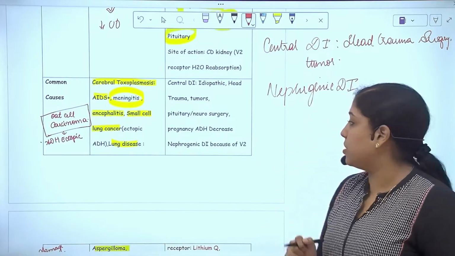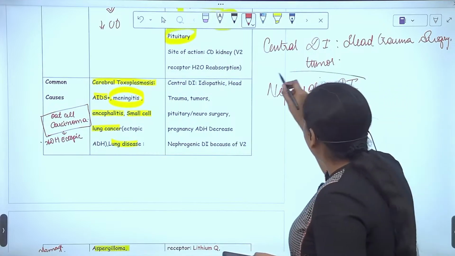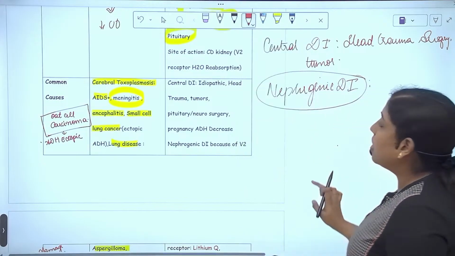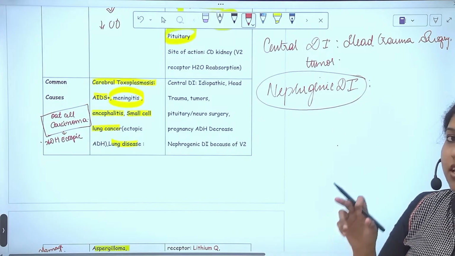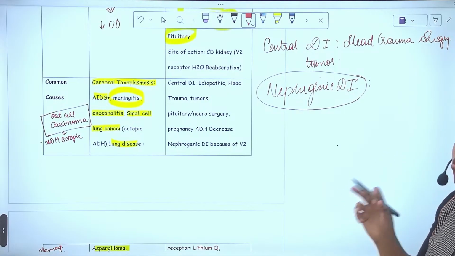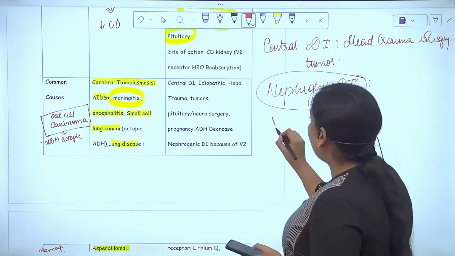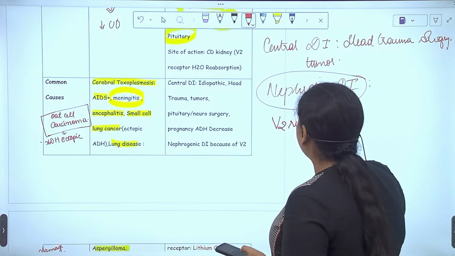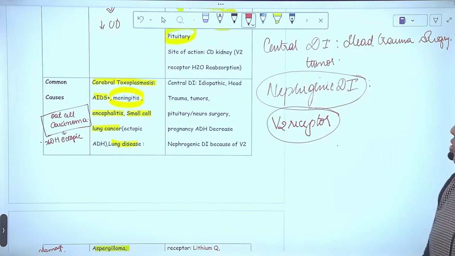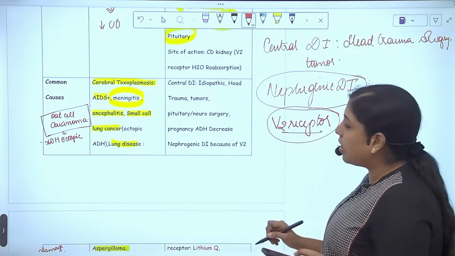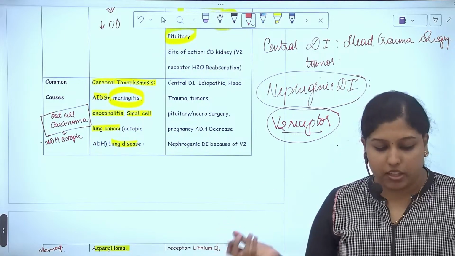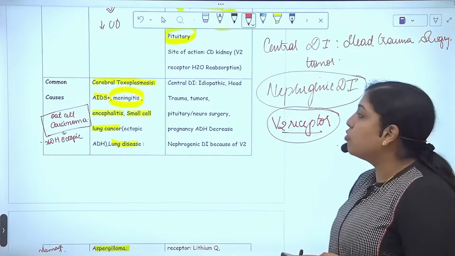On the other hand, nephrogenic diabetes insipidus indicates the problem is not with the production of the ADH, but with the absorption and utilization of the ADH. As I said, the V2 receptor is one of the most important receptors in the process of ADH activation. When the V2 receptor is not working properly, only then will you get nephrogenic diabetes insipidus.